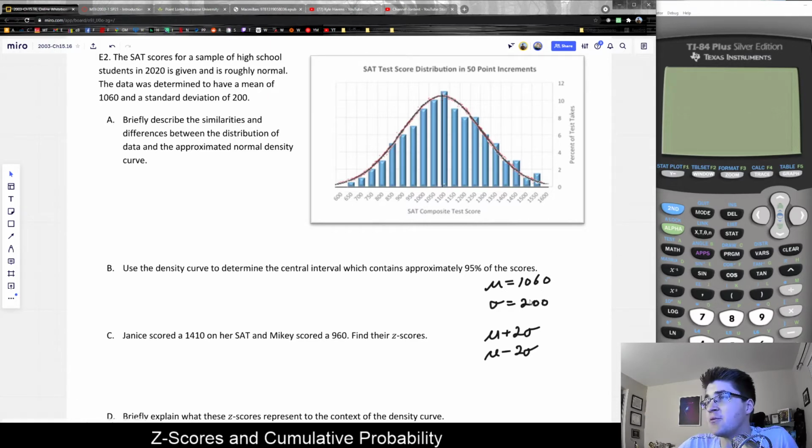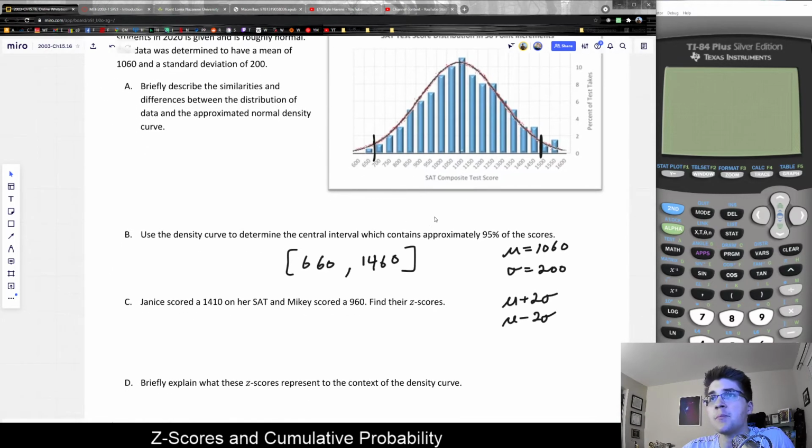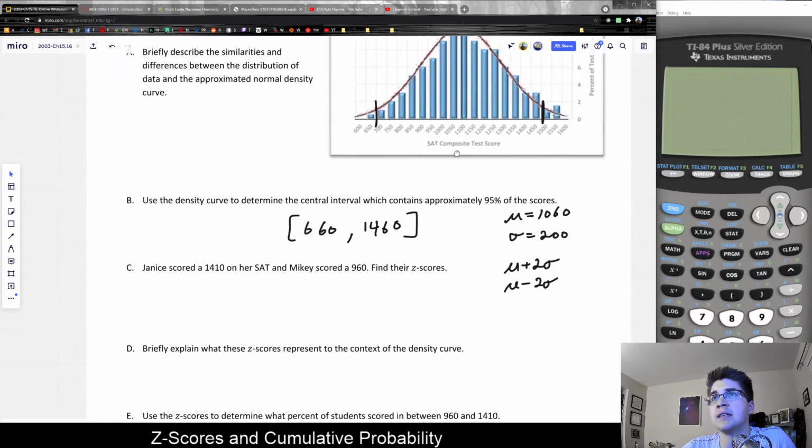But anyways, twice the standard deviation would be 400, so this would give us a range of 1060 plus 400, which is 1460, and 1060 minus 400, which is 660. And this would be a central interval which contains 95% of the scores. We can kind of visualize that by looking at it right about here. And that should give us about 95% of the data based on the density curve, that is. Now, again, it won't necessarily fit the exact data, but yeah.